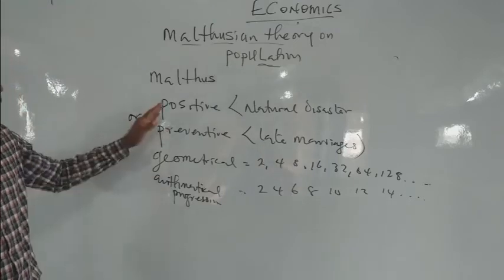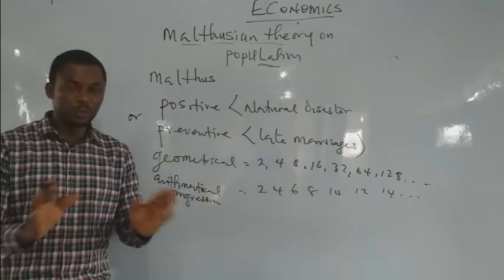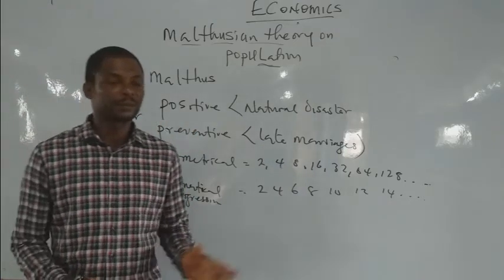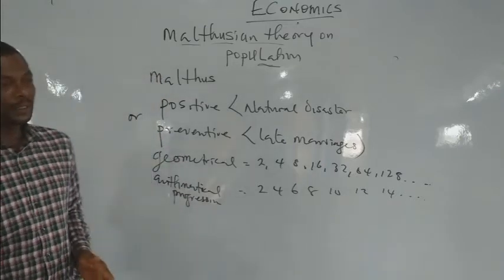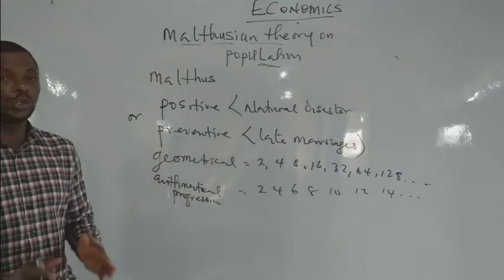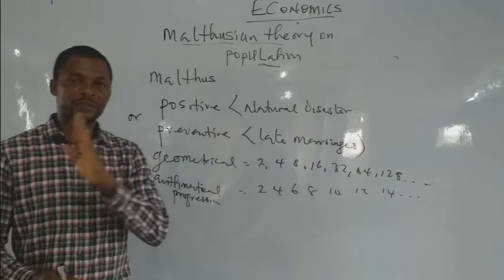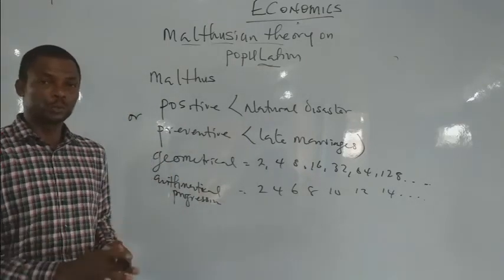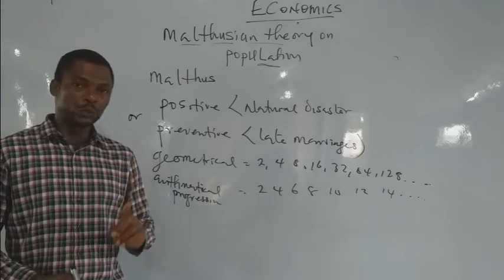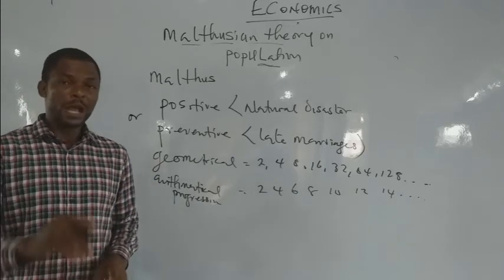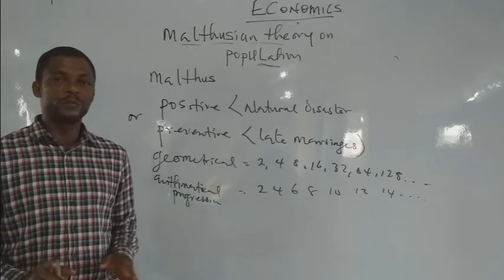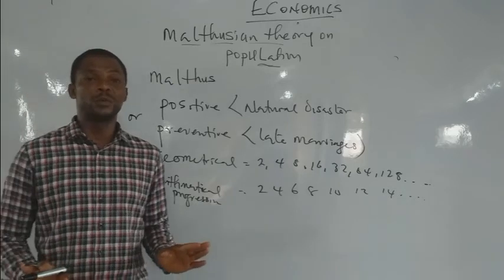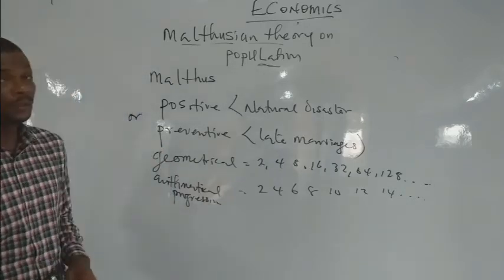So with all that is said here, in summary of what Malthus said in his essay, is that if population is not controlled or checked through positive or preventive approach, the population will grow at a geometrical progression, while the food will grow at an arithmetical progression, and this will lead to famine and the people will eventually die. That is the summary of what Malthus said in his theory.